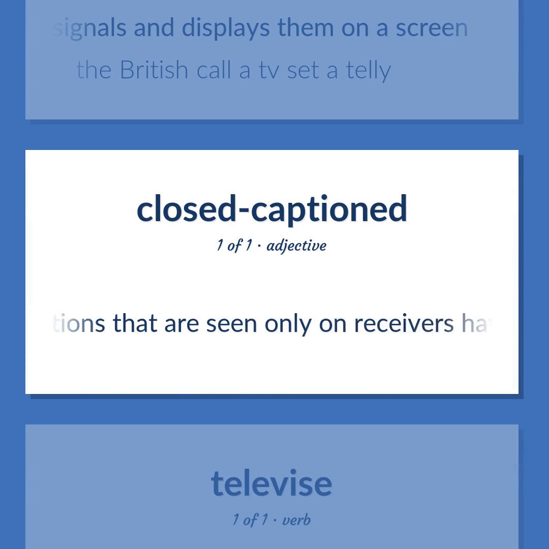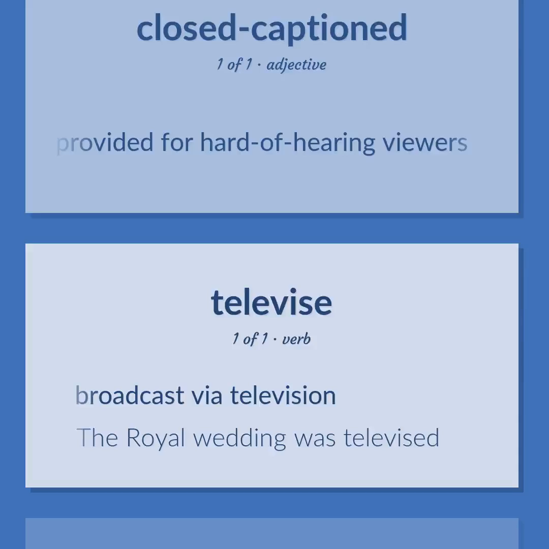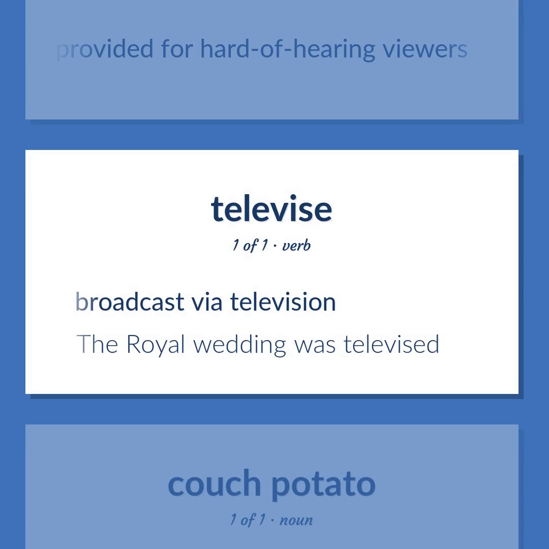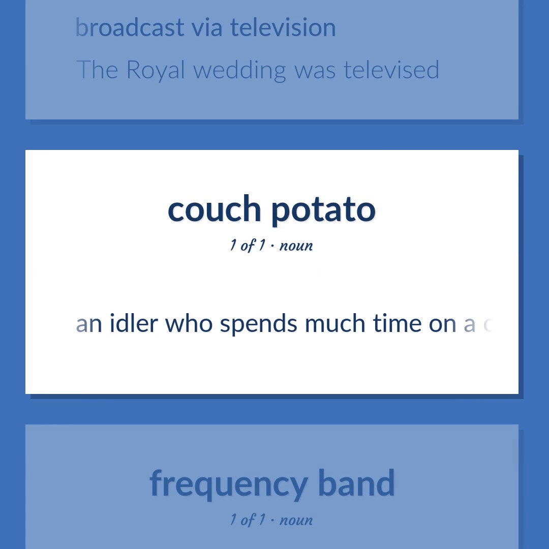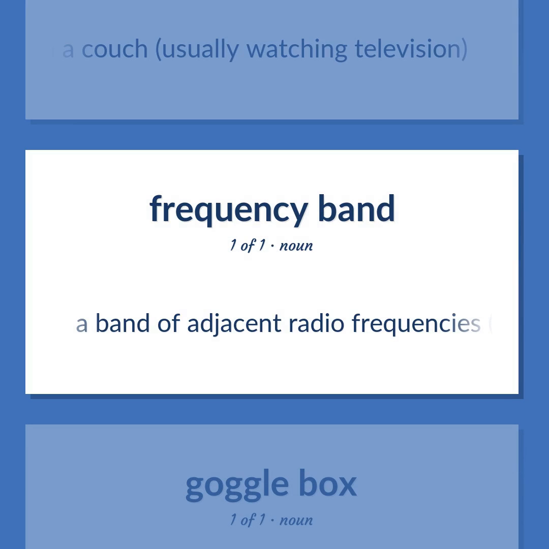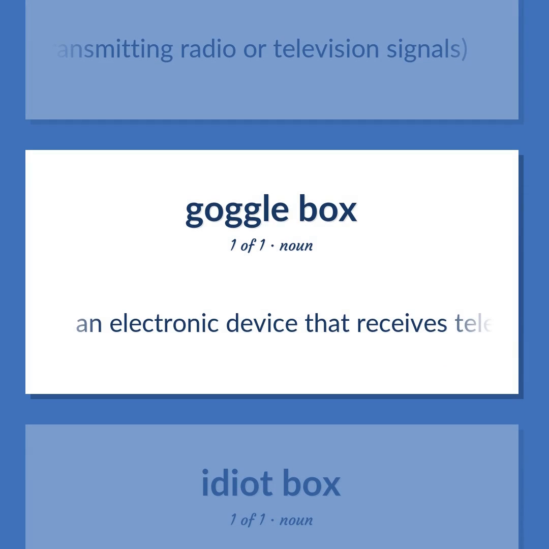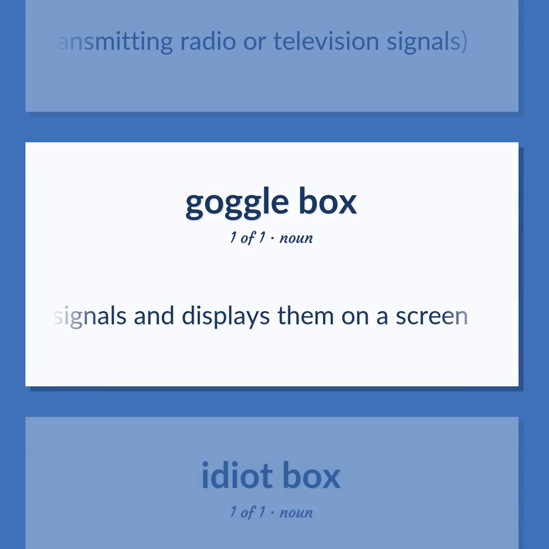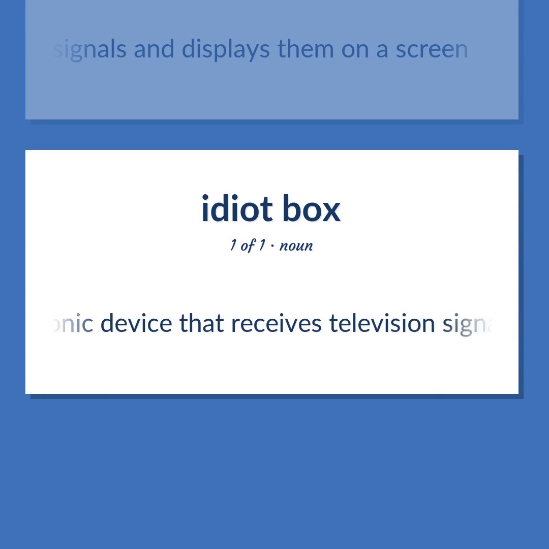Broadcast with captions that are seen only on receivers having special equipment, can be provided for hard-of-hearing viewers. Broadcast via television. The royal wedding was televised. An idler who spends much time on a couch, usually watching television. A band of adjacent radio frequencies, e.g., assigned for transmitting radio or television signals. An electronic device that receives television signals and displays them on a screen.